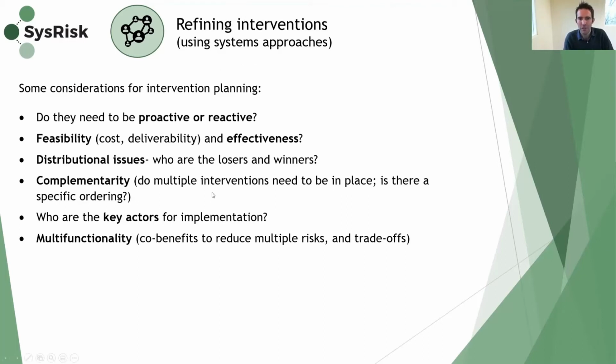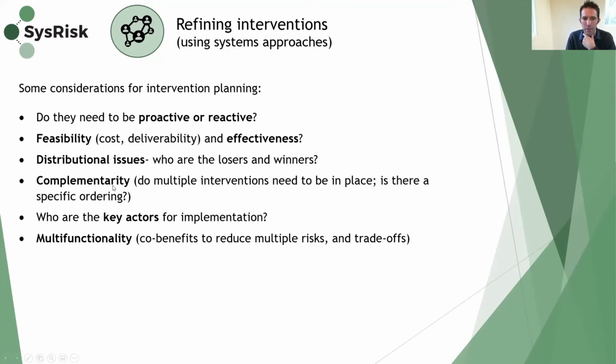For any intervention, there are a number of questions that need to be considered. We came up with several hundred interventions and data watch points, so really to think about which of those we should develop further as a society. There are questions about whether they're proactive or reactive, how feasible those interventions are in terms of the costs, how deliverable they are, their likely effectiveness, distributional issues like who are the losers and winners. Now, these are all the bread and butter of policy decisions, I guess.